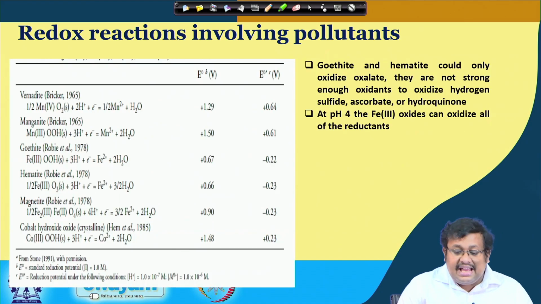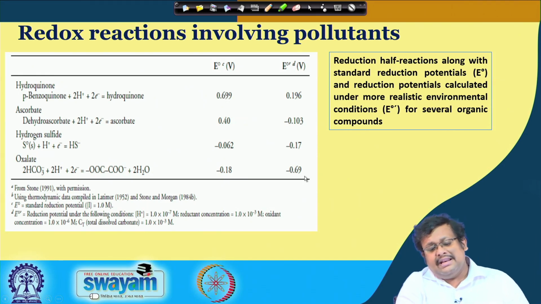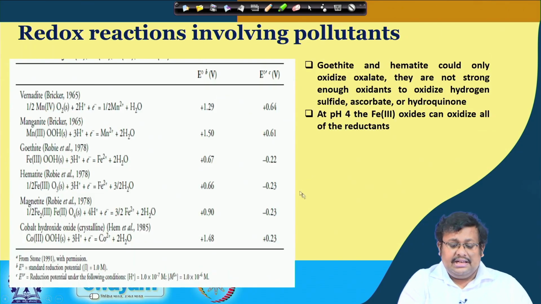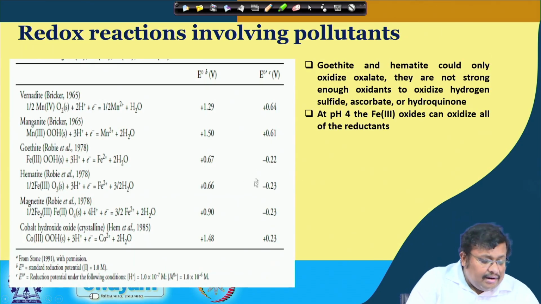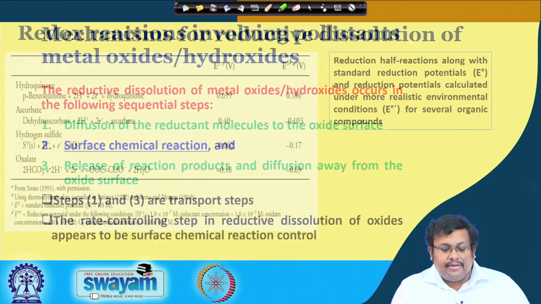As we have told, goethite and hematite could only oxidize oxalate. Let us see what is the redox potential of oxalate. It is -69, which is less than hematite and goethite. So, obviously, it can be oxidized by them, but not the hydrogen sulfide, ascorbate and hydroquinone.